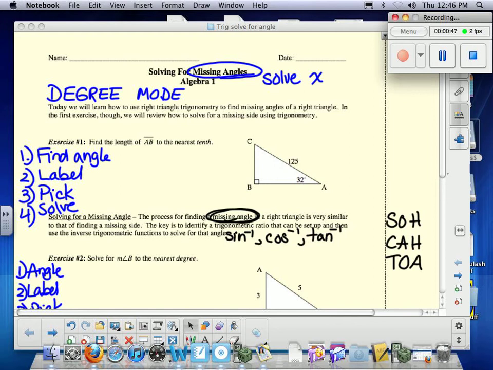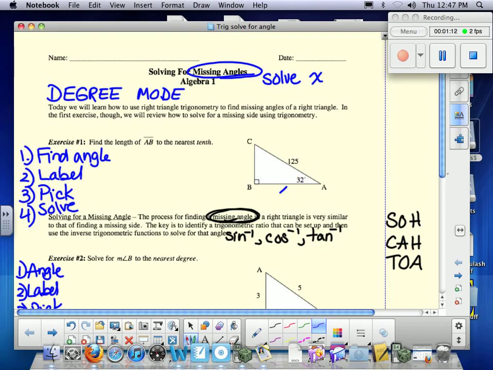This first one we're finding a missing side like we did for homework. So this first example is just a recap of what you did last night for homework. Find the length of AB to the nearest tenth. AB is what I'll call the base of our triangle.